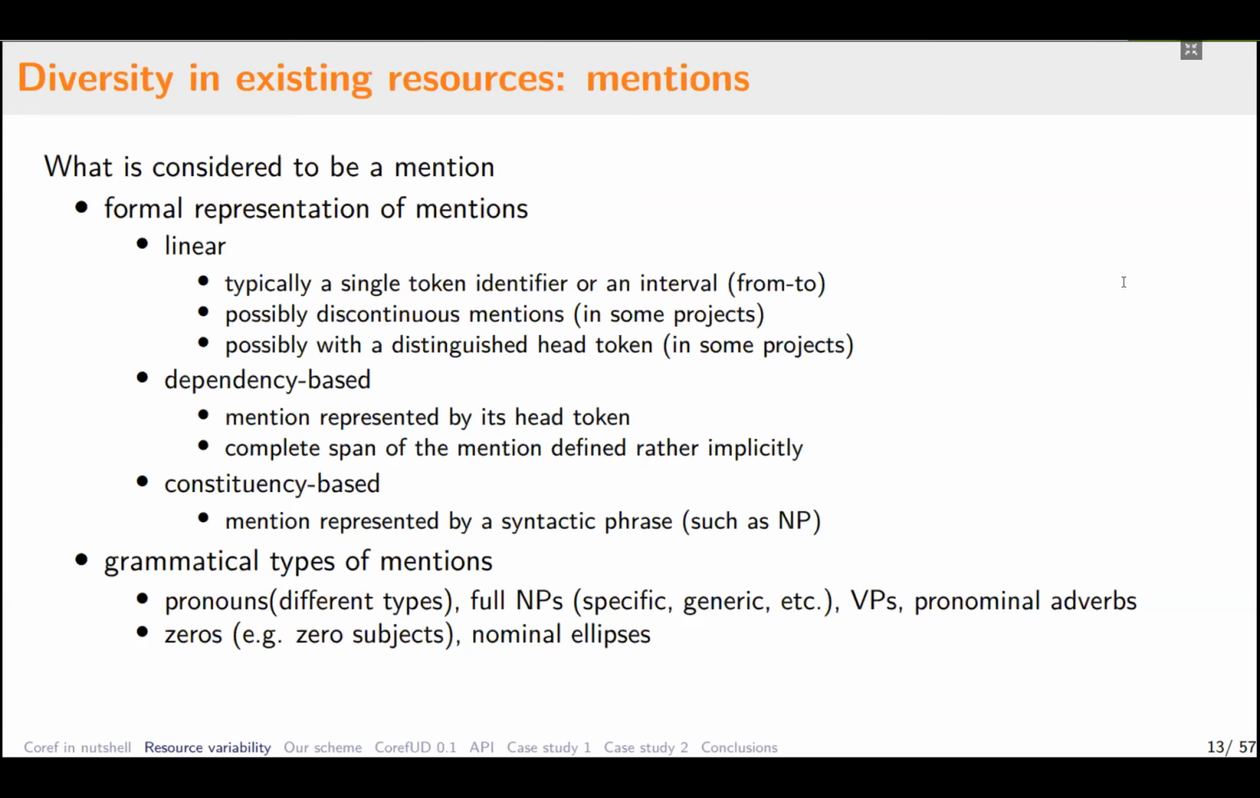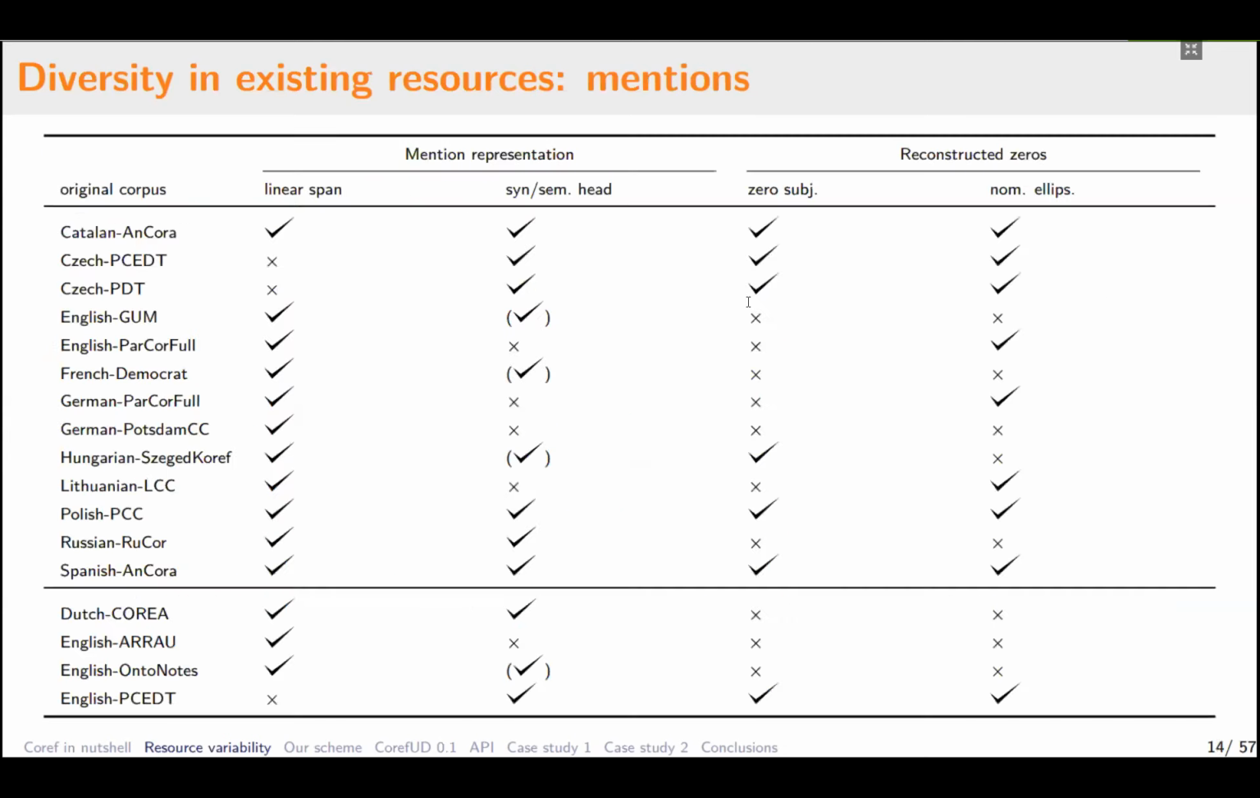If not linear, it may be dependency based, when a mention representation is defined by its head token, and all its dependencies are considered as a mention, but it can also be quite implicit. And this is what is done for Prague corpora. If we look at the table, we can see it here. So the linear span is marked almost in all adopted resources, except for Prague corpora, where we adopt dependency structure. And a semantic or syntactic head is also marked in many corpora, and in brackets means that we can derive it from syntactic annotation.